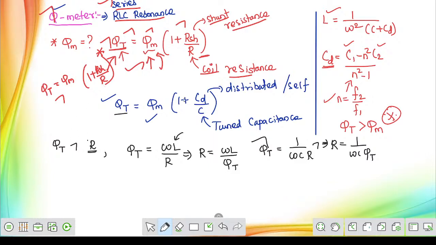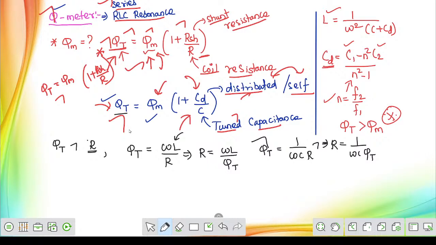Instead of resistance, sometimes they will also give distributed or self capacitance and tuned capacitance. Two capacitances will be given. Here you may be confused between distributed and tuned. Everything will be clearly given in the exam. Distributed is nothing but self capacitance. So the true value of the quality factor is equal to the measured value of the quality factor times 1 plus distributed capacitance divided by tuned capacitance. That is another way of calculating the unknown parameter. Now in this equation, they will ask you to calculate the distributed capacitance or tuned capacitance or the measured value or true value of the quality factor. Any type of question can be framed.